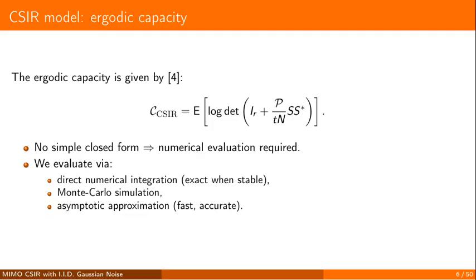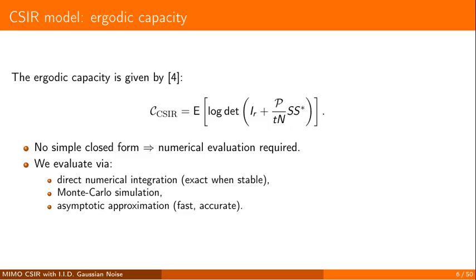We begin with the CSIR case. The ergodic capacity here has a standard expression due to CSITR. Essentially, it is the average, over random channel realizations, of the log determinant of a matrix that captures the effective signal power seen at the receiver, scaled by the transmit power, the number of transmit antennas, and the noise level.